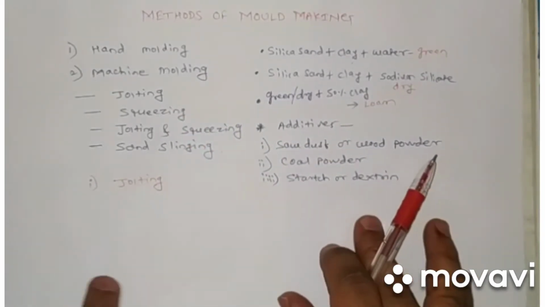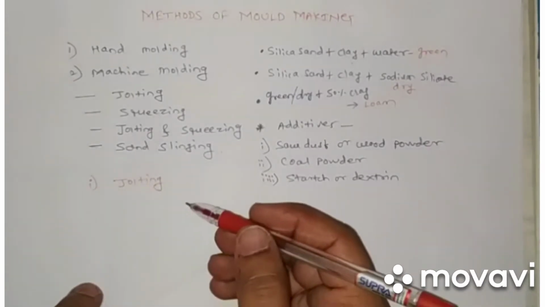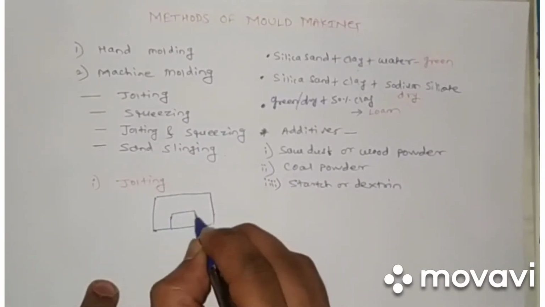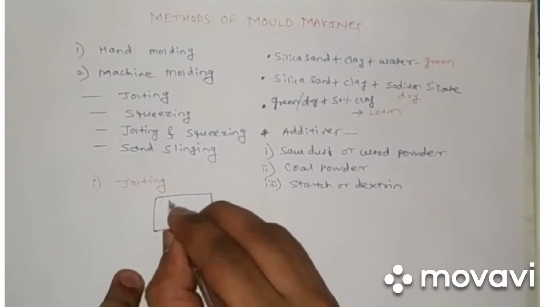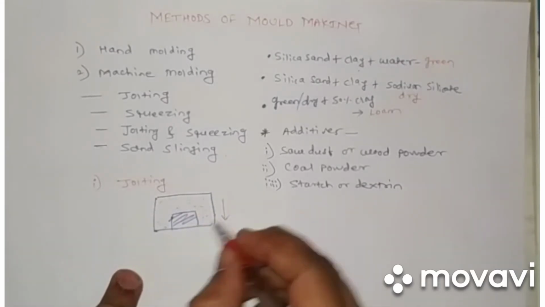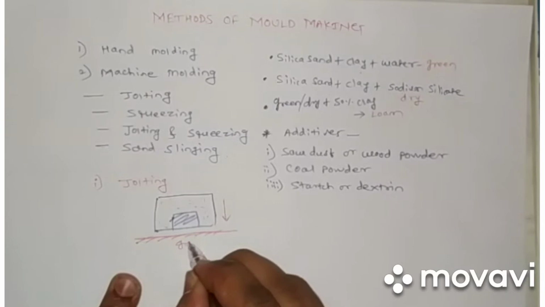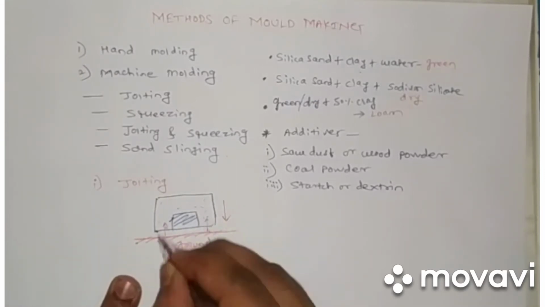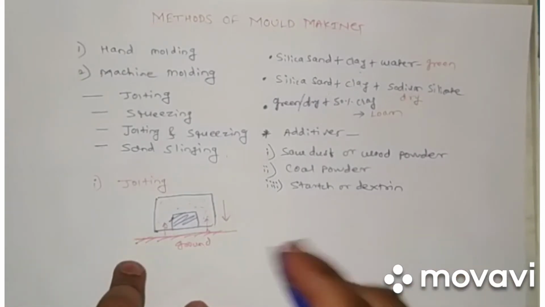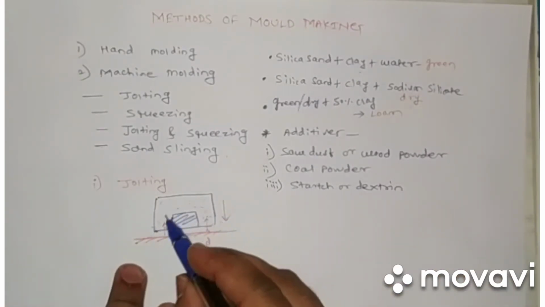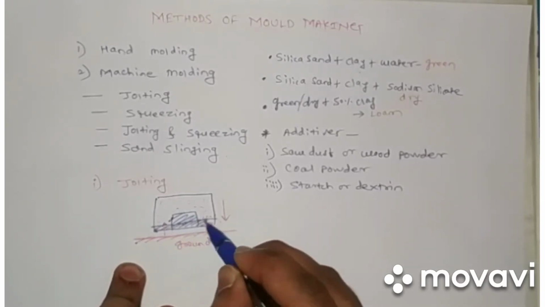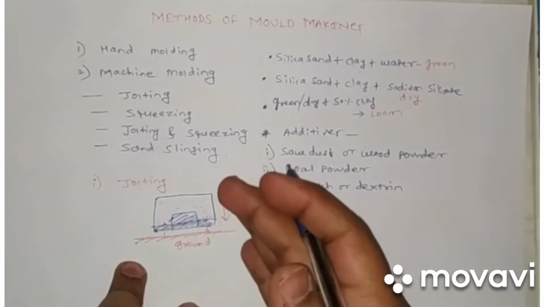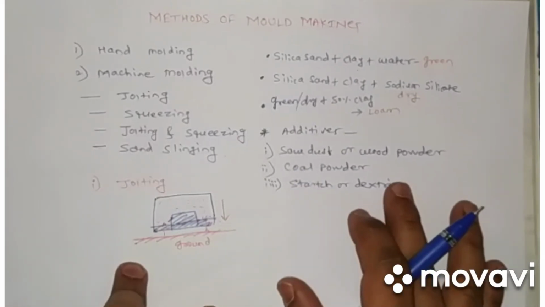Now in machine molding we have different types. The first one is jolting. In jolting, the mold is thrown from some height, and let's consider this is the ground. It strikes the ground, and because of the reaction force offered by the ground, it gets hardened. As it strikes the ground, the bottom layer will get hardened, but what about the upper layer? The strength will not be uniform all over the mold, and there might be chances of loosening of the sand. This is the disadvantage of the jolting process.